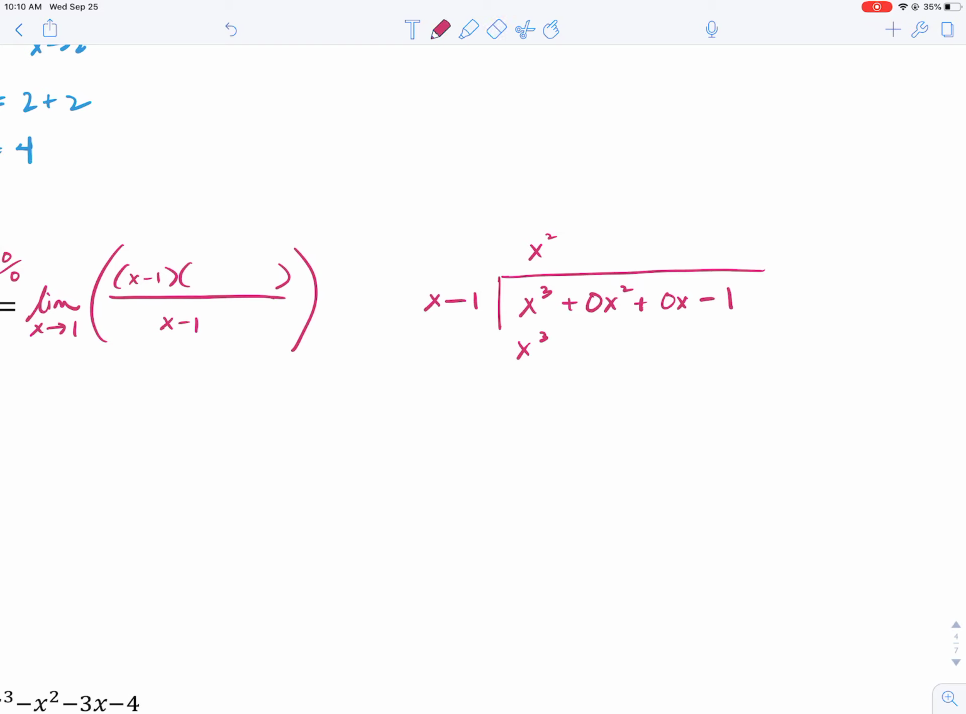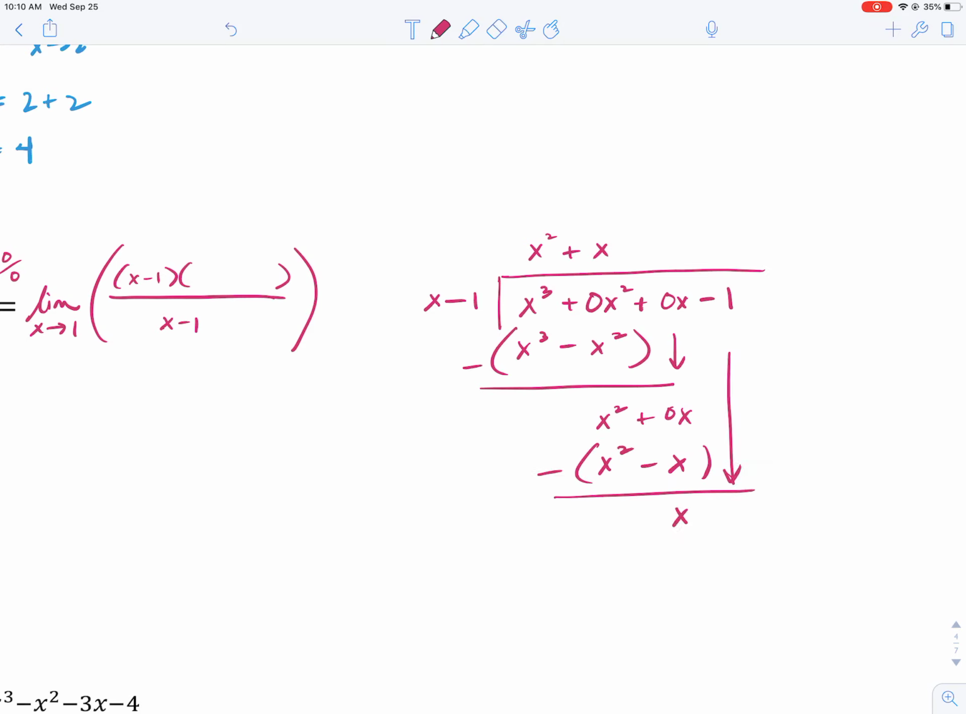When I think about distributing the x squared to x minus 1. Okay. And then I can subtract. That'll give me x squared, and I can bring down the 0x. So what times x would give me x squared? That'll be plus x. Distribute. Subtract. Bring down the minus 1. So that'll be plus 1.